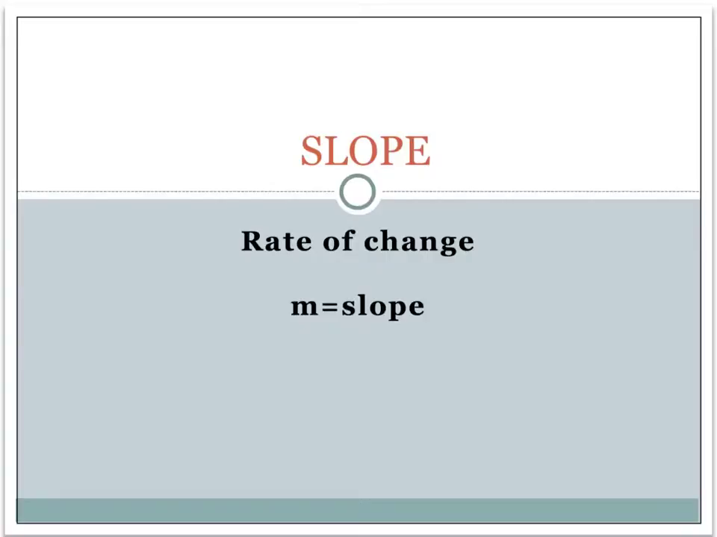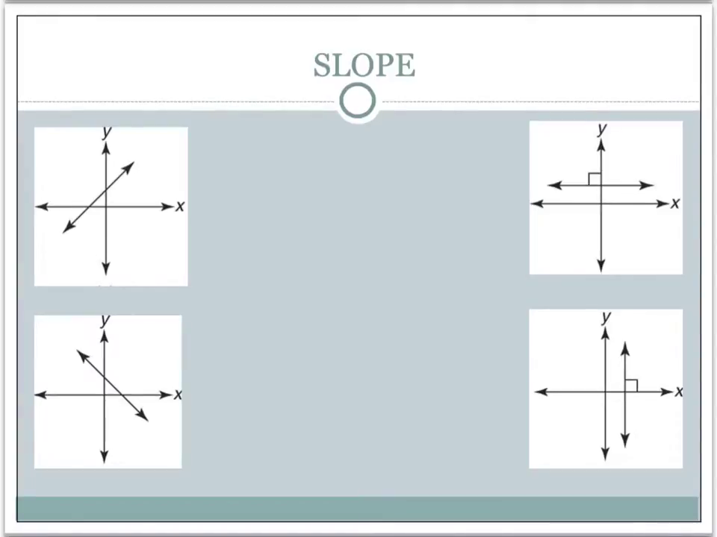We also need to remember and know that the variable m is always going to be used to indicate slope. So whenever you see the variable m, it usually means that that's going to refer to the slope of whatever you're talking about. Now, there's four ways that we can have lines. We can have positive lines, we can have negative sloped lines, we can have horizontal lines, and we can have vertical lines. And so we're going to take a look in this video at the positive and negative.